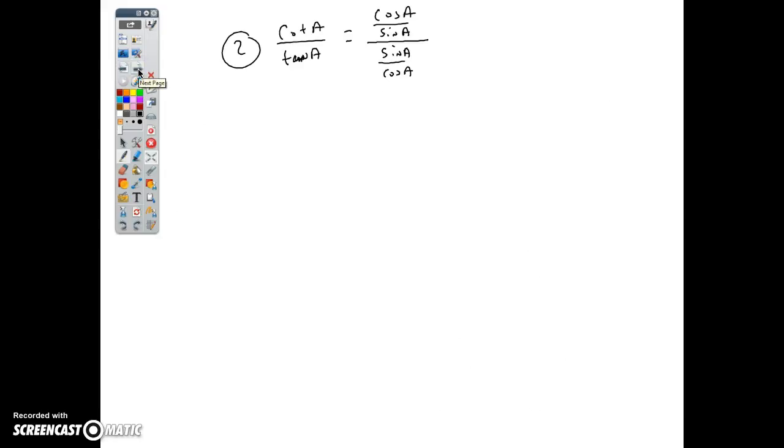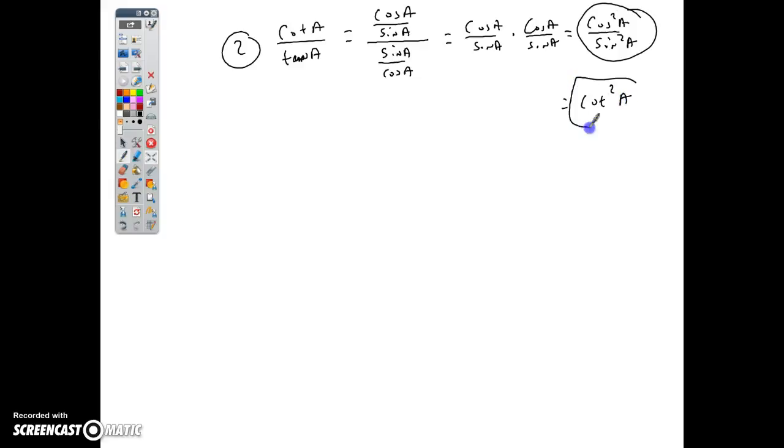Fraction divided by a fraction, how do I simplify that using algebra? Flip and multiply. So I've got cosine A over sine A times the flip, cosine A over sine A. Cosine squared A over sine squared A, and I'd accept that as a final answer. What do they want? Cotangent squared A, because it's cosine over sine squared. But I would accept the first thing.